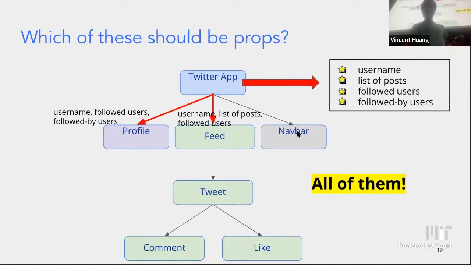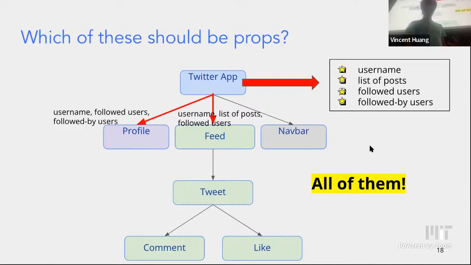Similarly, for some of the other data, like your post list, you can fetch it in the app and then pass it in as a prop to your feed, and your feed will display all the posts, right? And if you have followed by users and followed users, you fetch them in the Twitter app and then pass them in to your profile so that you can show your list of users. So all of these should be props between different parts of the Twitter app and the other components.